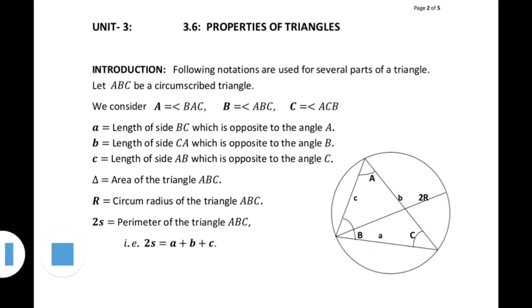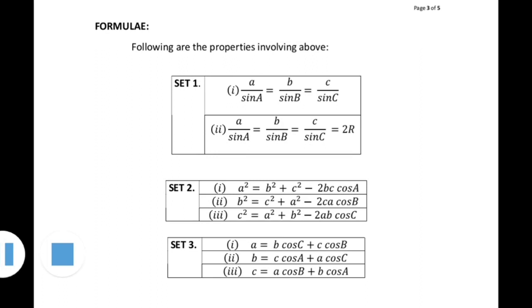Delta gives the area of the triangle ABC. Capital R equals to circumradius of the triangle ABC. So here in the figure twice R denotes the diameter of the circle. 2 small s equals to perimeter of the triangle ABC, that is 2 small s equals to small a plus small b plus small c. So the formulae part. Following are the properties involving above. Here all the small letters denote the sides of the triangle ABC, and capital A, capital B, capital C denote the angles of the triangle ABC in the picture.